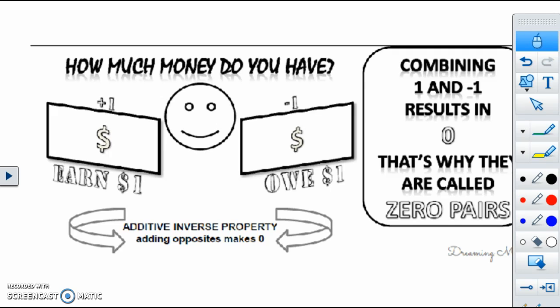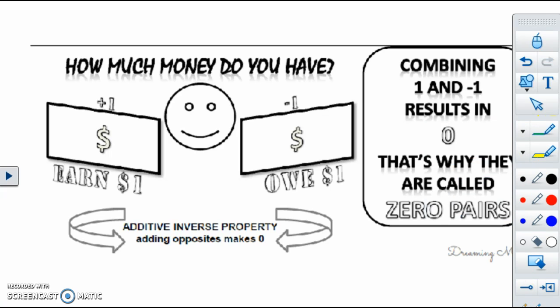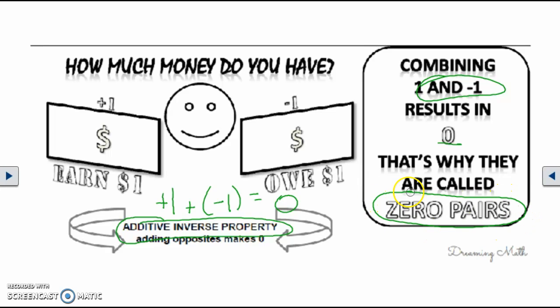How much money do you have? Well, if you earned $1, and you have $1, that means this. You have a positive, and you're adding to that a negative. Those cancel out. They become 0. Another word for that is the additive inverse property. Additive inverse means what do I have to add to a number to get it to 0? I usually have to add the opposite. So if I'm combining a positive 1 and a negative 1 and it results in a 0, that is what we call 0 pairs. Feel free to circle that.